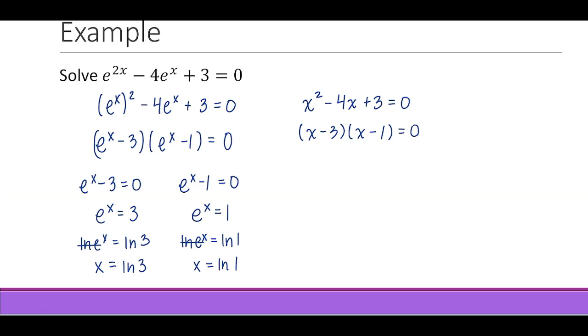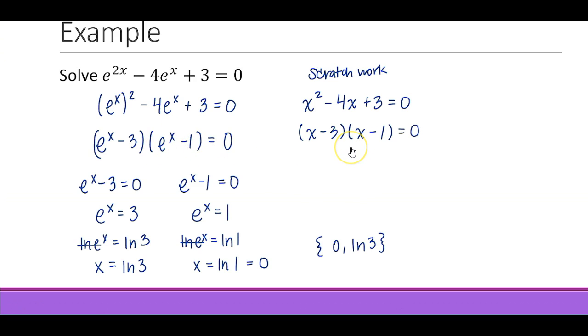But natural log of 1 we can evaluate, right? Natural log of 1 is 0. So I have two solutions here. I have 0 and the natural log of 3. So this work over here was just scratch work, and you really didn't even have to do it. I just wanted to show that parallel, that it's just like factoring a quadratic. That's how we ended up with (e^x - 3) times (e^x - 1).